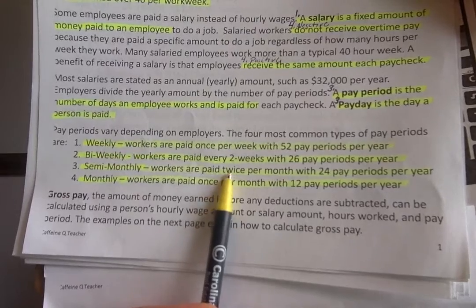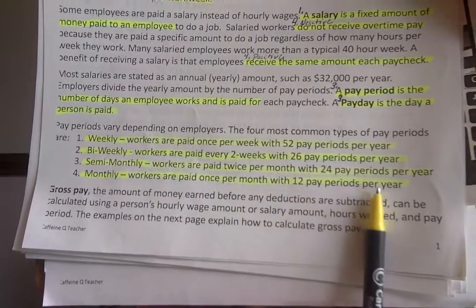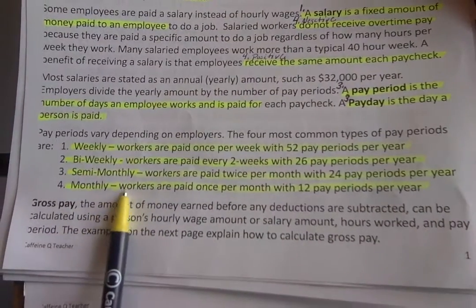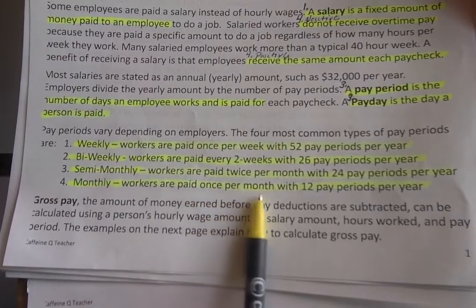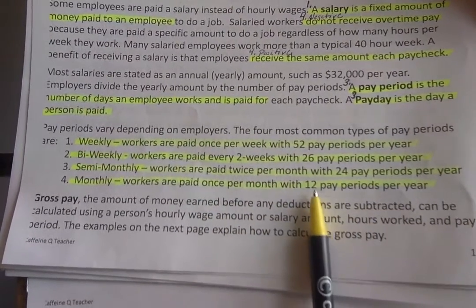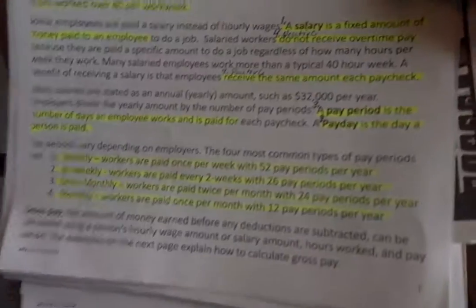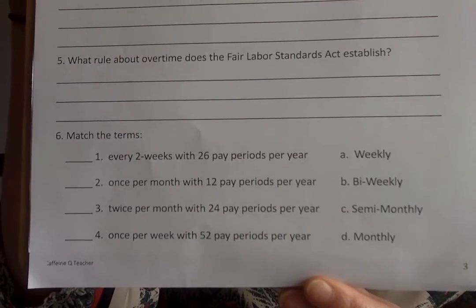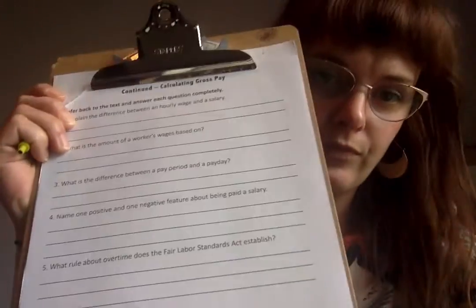Semi-monthly, you're paid twice a month with 24 pay periods. And monthly, your work is paid once per month with 12 pay periods, because there's 12 months in a year. Okay, so you're matching those here to match that information. Hopefully that helped you with having those answers. Please go back if you need to and look at those again.